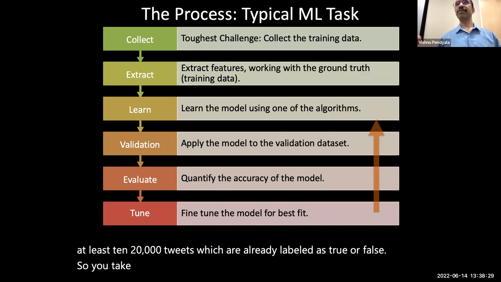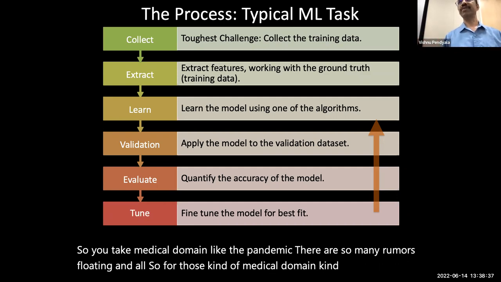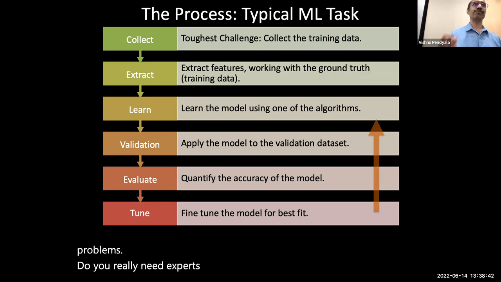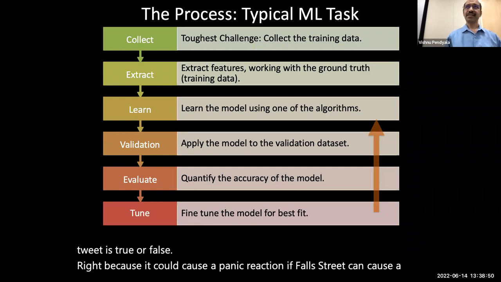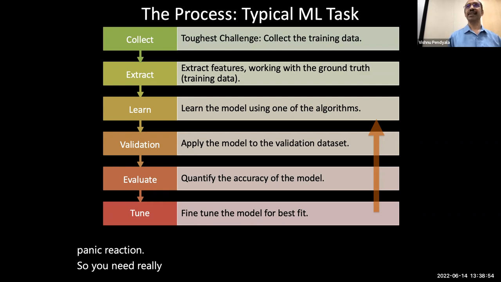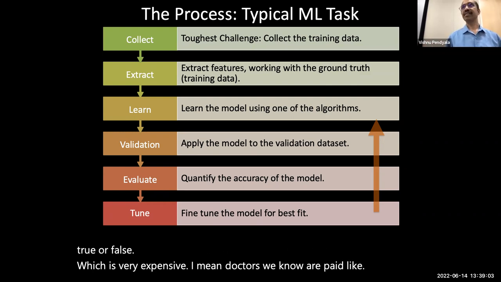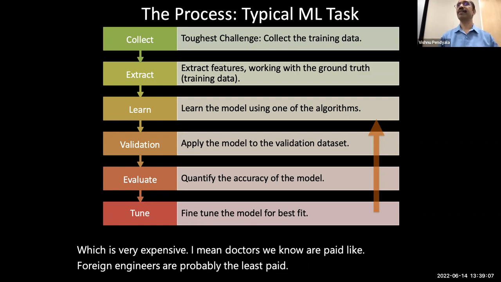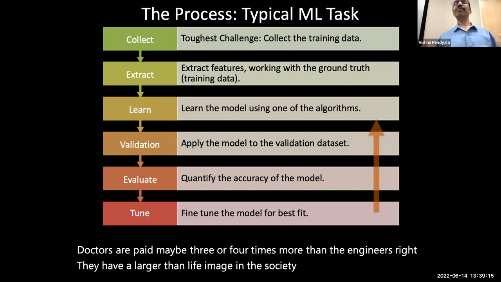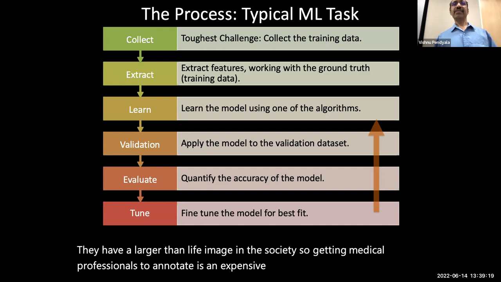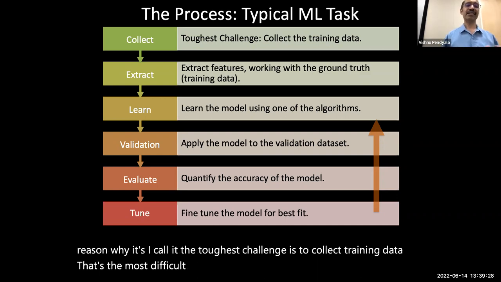Take the medical domain. In the pandemic, there were so many rumors floating around. For those kinds of important medical problems, you really need experts to determine whether each tweet is true or false, because a false tweet could cause a panic reaction. You need solid expertise in the area, which is very expensive. Doctors are paid maybe 3 or 4 times more than engineers, who are probably the least paid. They have a larger than life image in society. So getting medical professionals to annotate is an expensive process. That is why I call collecting training data the toughest challenge, the most difficult task in the entire machine learning stack.